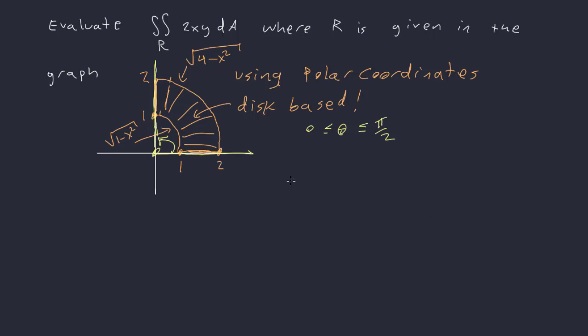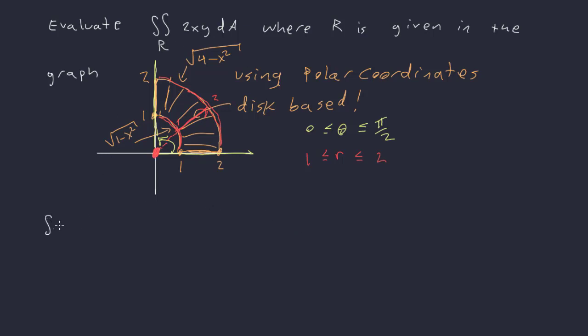Perfect. Now we need some limits on r. And here's where we do our outer radius versus inner radius. If we go from the origin and span outwards, the first thing we hit here is 1, and then the second thing we hit is 2. So the inner radius is 1 and the outer radius is 2. And if you're taking the whole circle, you just go from 0 out to the radius.